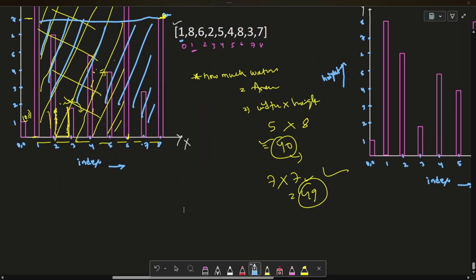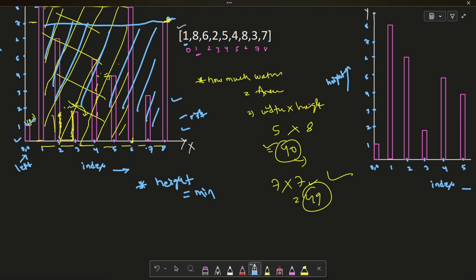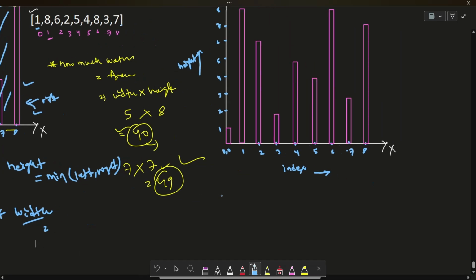Points we have noticed here are, first, how much the height will be when we are taking two lines, like here. What will be the height? Height will be the minimum of the first one and the second one. Assume that this is our left one and this is our right one. Okay, the left line and the right line. So the height will always be the minimum of the left and right. First point.